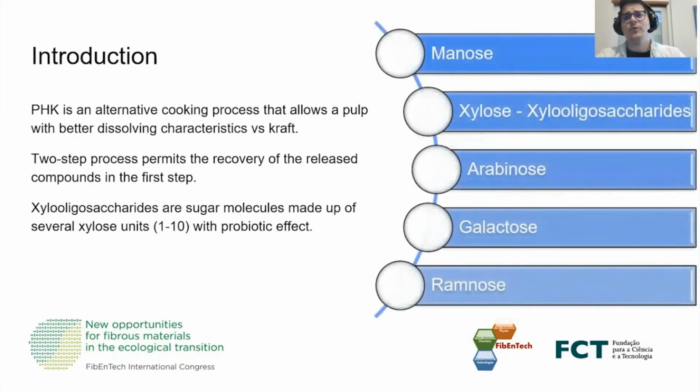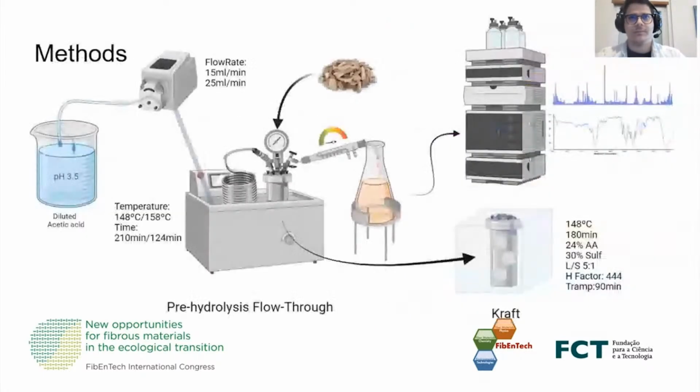From the different compounds, we'll focus on the recovery of xylo-oligosaccharides, being the only compound with pharmaceutical interest as probiotics. I'm talking a lot about xylo-oligosaccharides, so what are they? Xylo-oligosaccharides are sugar molecules made up of several xylose units, between 1 to 10. Lower degrees of polymerization have a special interest by having a higher probiotic potential based on the selective metabolism of bifidobacteria for these compounds. We'll focus on the extraction of xylobiose and xylotriose.